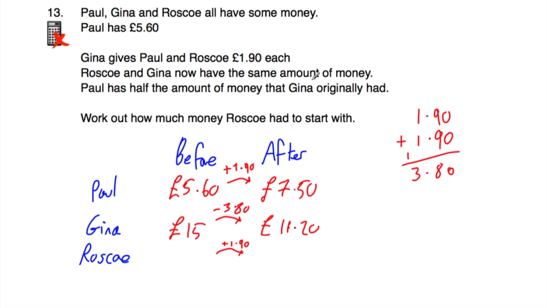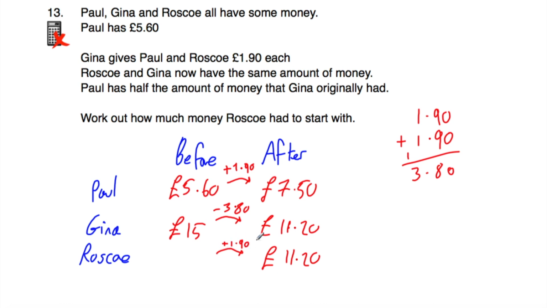Now, if we go back to this middle line here, we're told that Roscoe and Gina now have the same amount of money. So Roscoe and Gina both have the same amount of money. So that means that Roscoe has now got £11.20. And the question says, work out how much money Roscoe had to start with. Now, he's now got £11.20 and he was given £1.90.